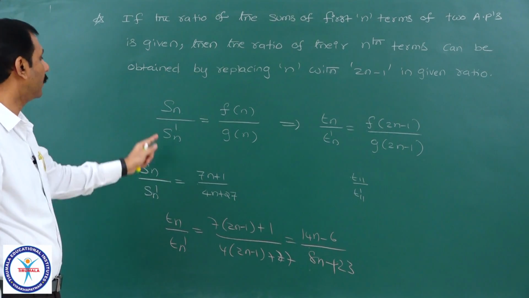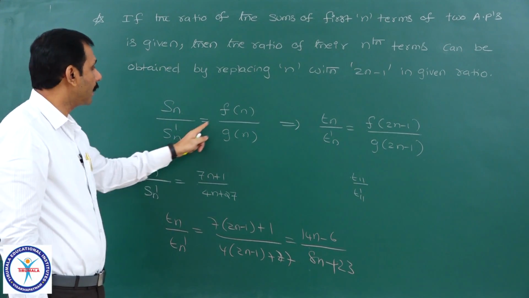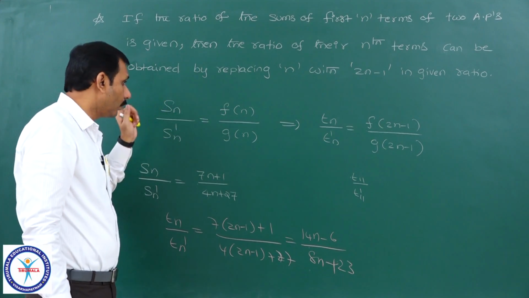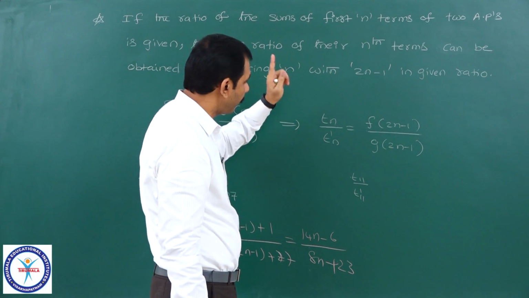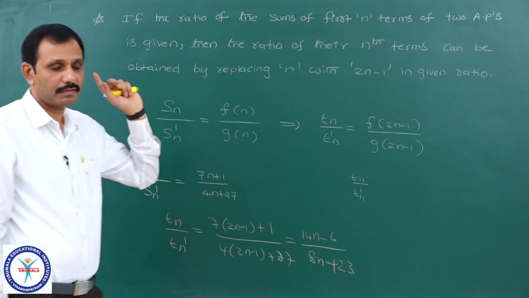Please make a note of this and remember: whenever Sn by Sn prime is equal to f of n by g of n, to get the ratio of their nth terms, replace n by 2n minus 1, that's all. You will get it.